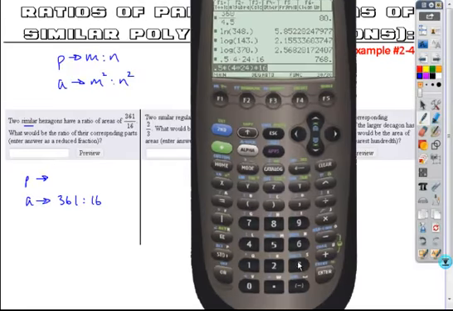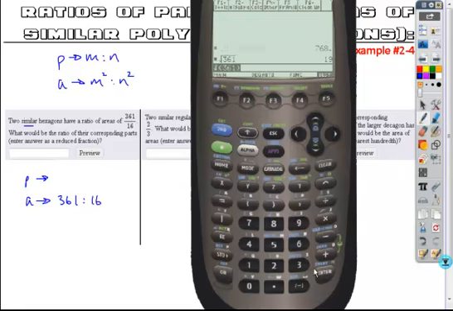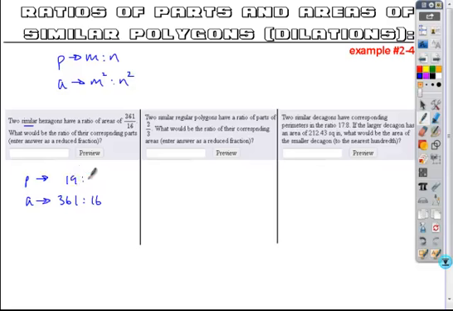So the square root of 361 would lead you to 19, and the square root of 16 would lead you to 4. And so the ratio of your parts is going to be 19 to 4. Since it asks you to write it as a reduced fraction, it would be in that fraction form, 19 over 4.